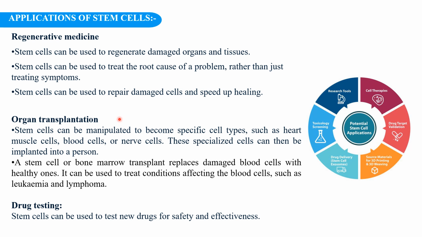And then the cells can be implanted into a person. Stem cells are used in bone marrow transplant. They can replace the damaged blood cells with healthy ones. It can be used to treat conditions affecting the blood cells such as leukemia and lymphoma, and in future it might be possible to use stem cells to get a permanent cure for other diseases like Parkinson's disease, Alzheimer's disease, and many more. So research and studies are going on in that direction.